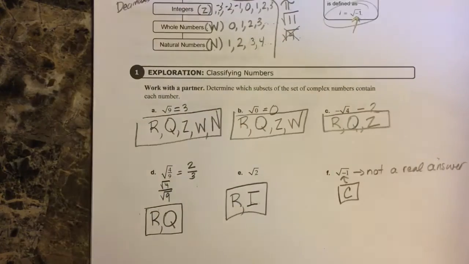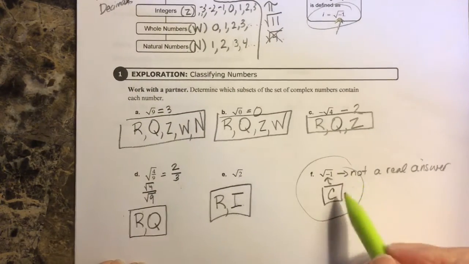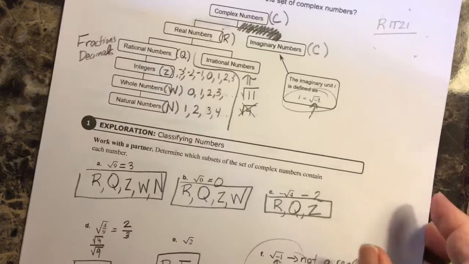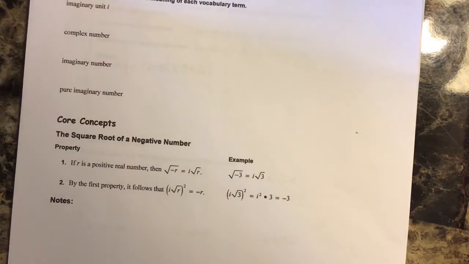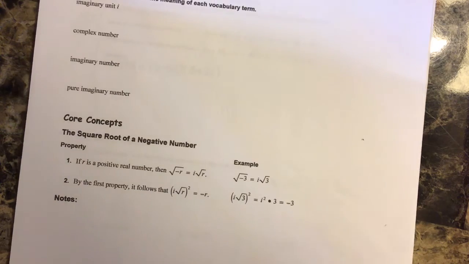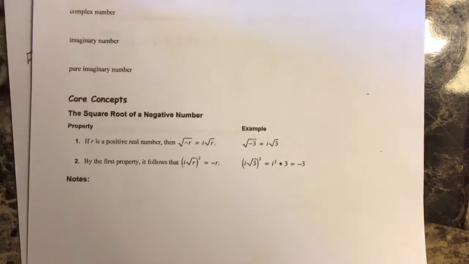Okay, let's move on. That was just categorizing numbers and realizing that these are complex numbers. Let's move on to Student Journal 52. This is still page 51 in our notebook.